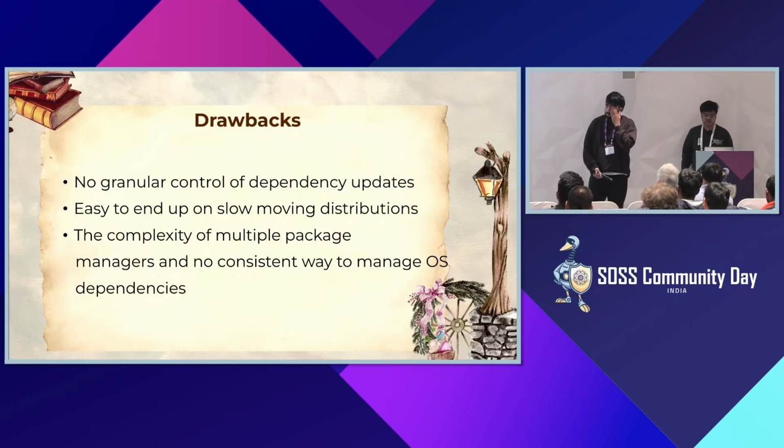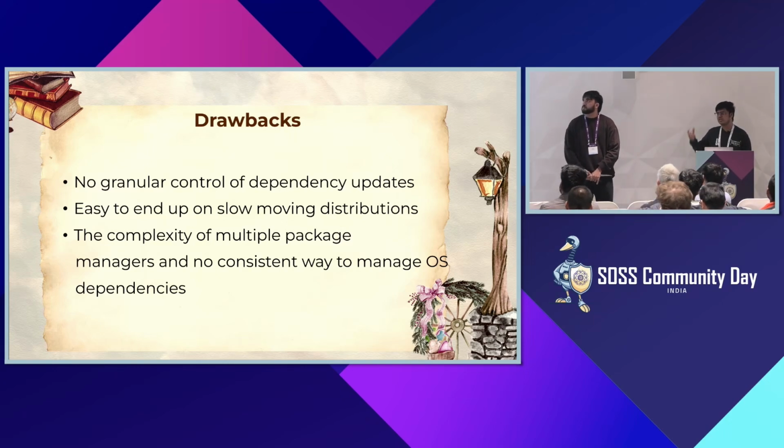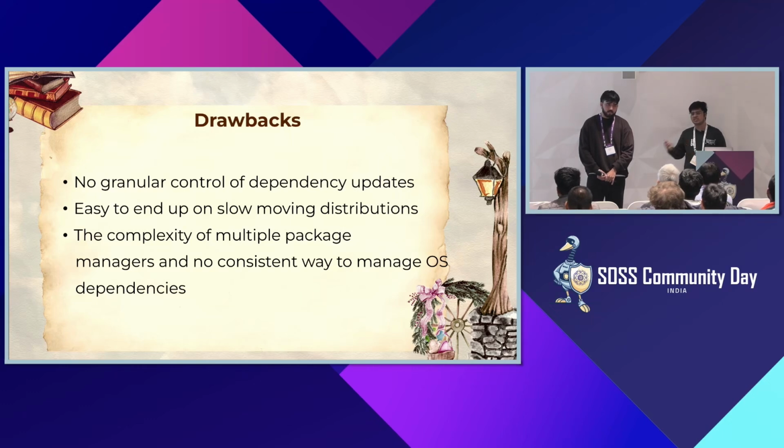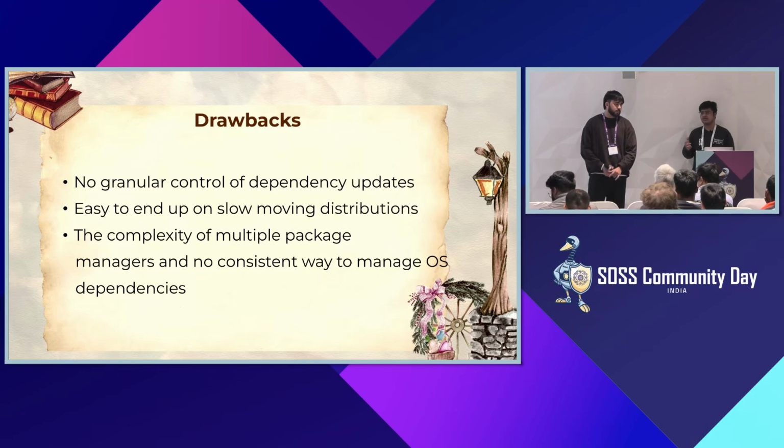Since we do not have granular control of dependency updates, we should try to fix that. It's also possible that since we use these generic base images, we could end up on a really slow moving distribution where the package distribution itself isn't keeping up with the software patches which upstream source code repository maintainers are making. Then there's also the complexity of multiple package managers. Imagine a security team has to deal with n number of package managers. They'll have to figure out n number of ways to make a patch in those ecosystems.